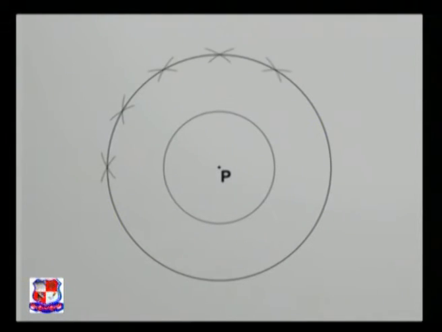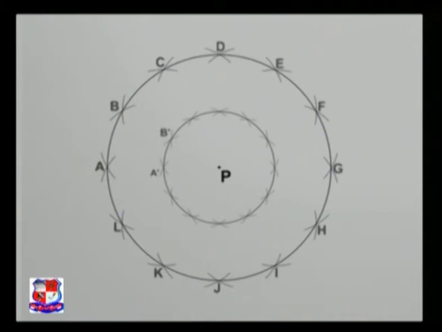Divide the outer circle into 12 equal parts and mark dividing points as A, B, C, D, E, F, G, H, I, J, K and L. Similarly, divide the inner circle into 12 equal parts and mark those points as A dash, B dash, C dash, D dash, E dash, F dash, G dash, H dash, I dash, J dash, K dash and L dash.